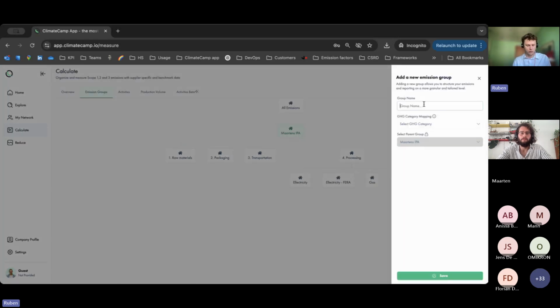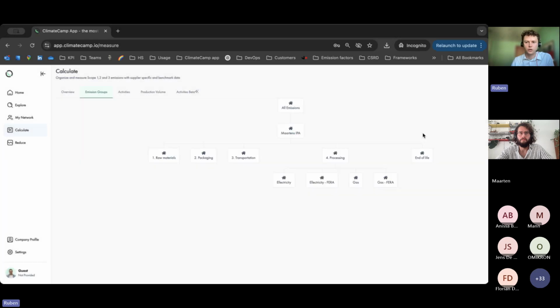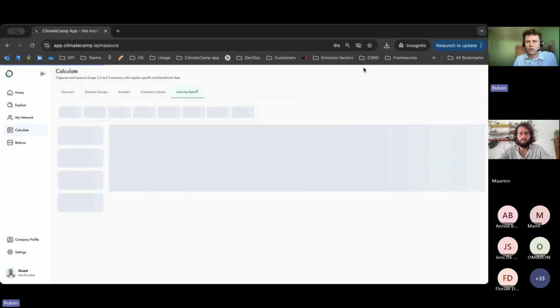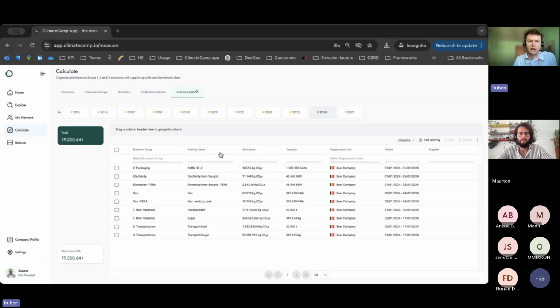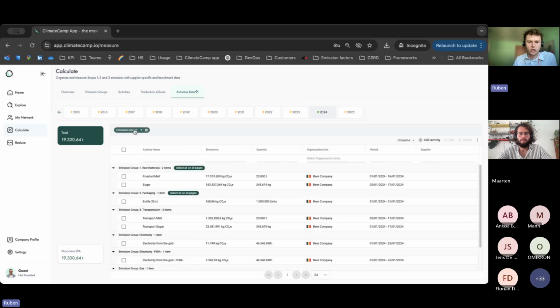For example, let's say that I want to include end of life as well in the calculation. I would be able to add an additional group, which will then also be added to the total process of this product carbon footprint. So here we define the different process steps of the product carbon footprint. If we then go to the activity step, that's actually the place where it is possible to allocate the different activities to each process step.